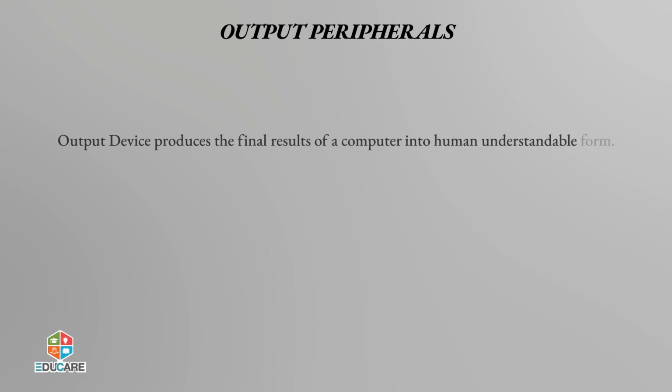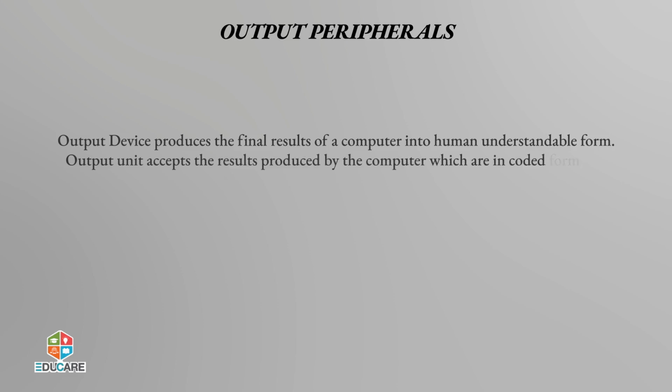Output peripherals. Output device produces the final results of a computer into human understandable form. Output unit accepts the results produced by the computer which are in coded form and it converts these coded results to human readable form.